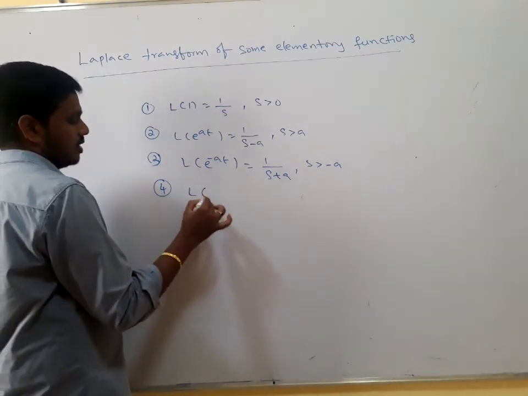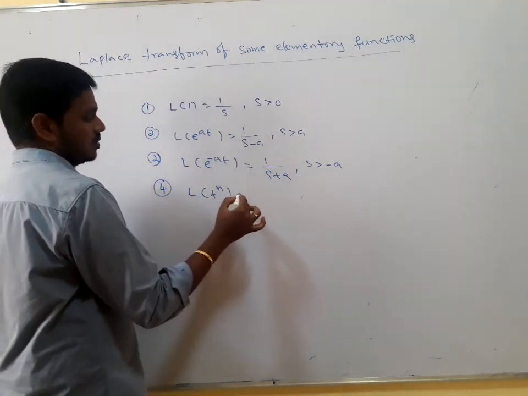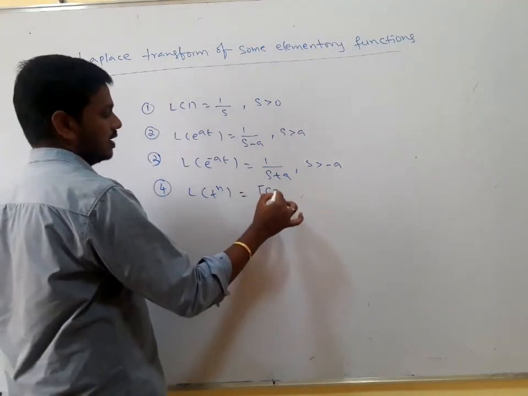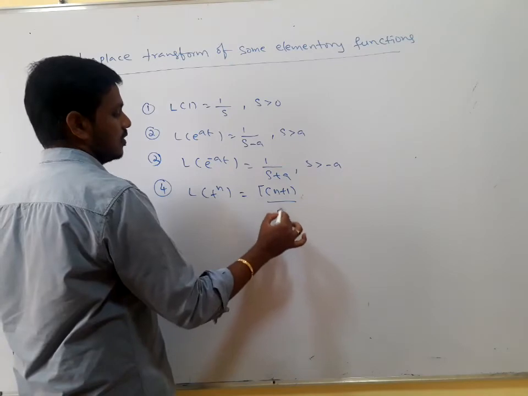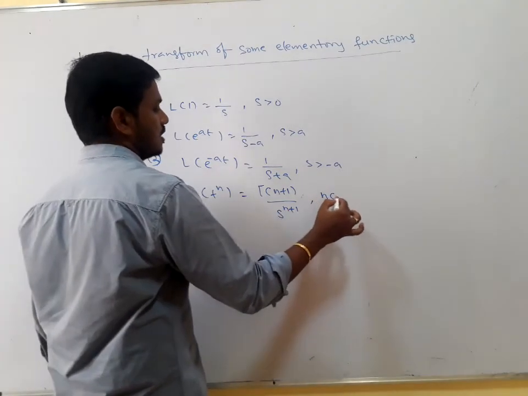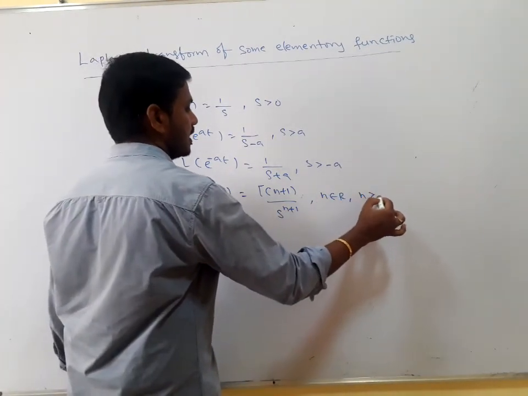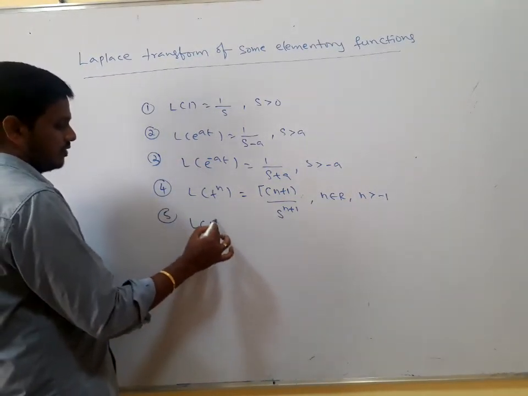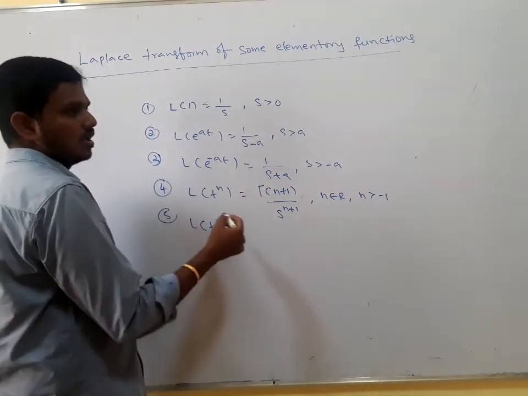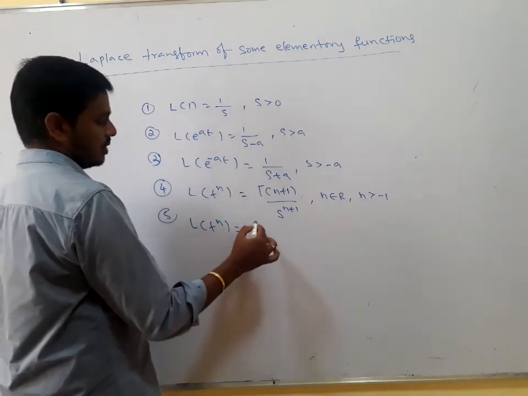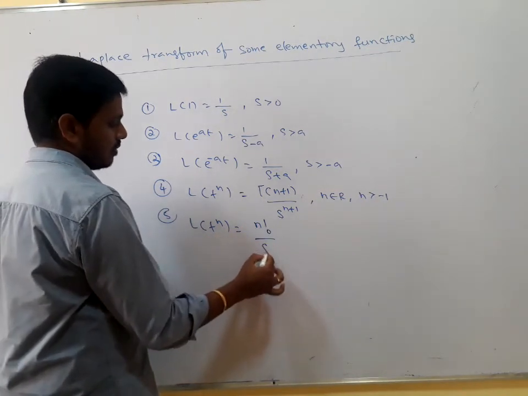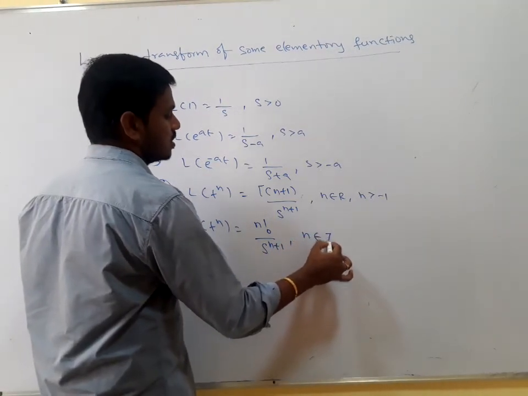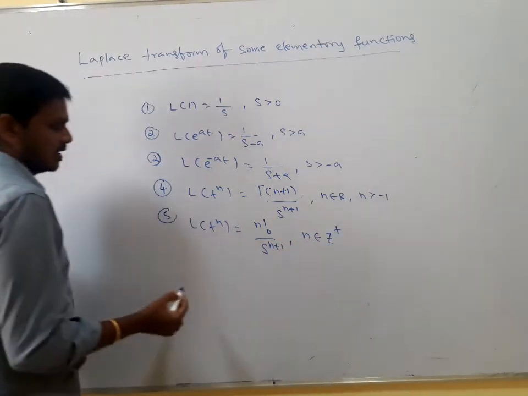Next, fourth one: the Laplace transform of t to the power of n is equal to gamma of n plus 1 divided by s to the power of n plus 1, where n is a real number and n is greater than minus 1. Fifth one: the Laplace transform of t to the power of n, as n is a positive integer, gamma of n plus 1 can be written as n factorial, divided by s to the power of n plus 1, where n belongs to Z plus.